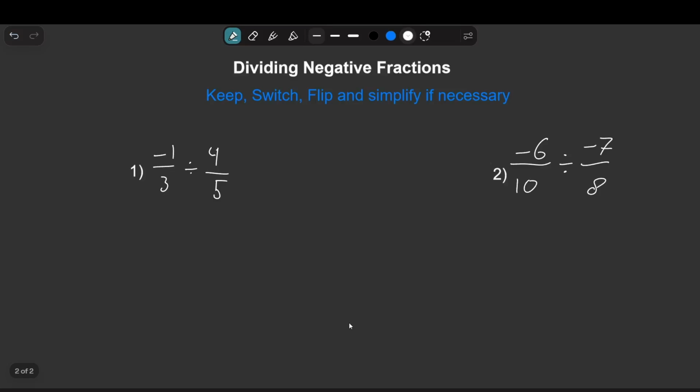In this video I'm going to cover how to divide negative fractions. And just like when we divide positive fractions, we are going to keep, switch and flip, also known as keep, change, flip. And then we'll simplify our answers if necessary.